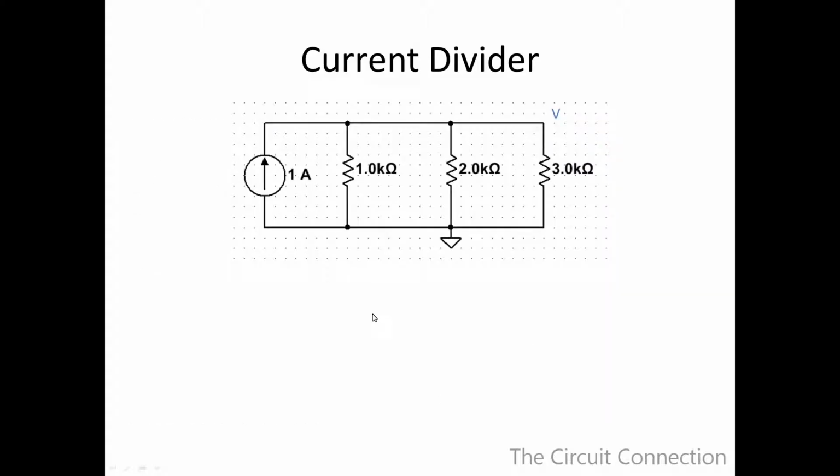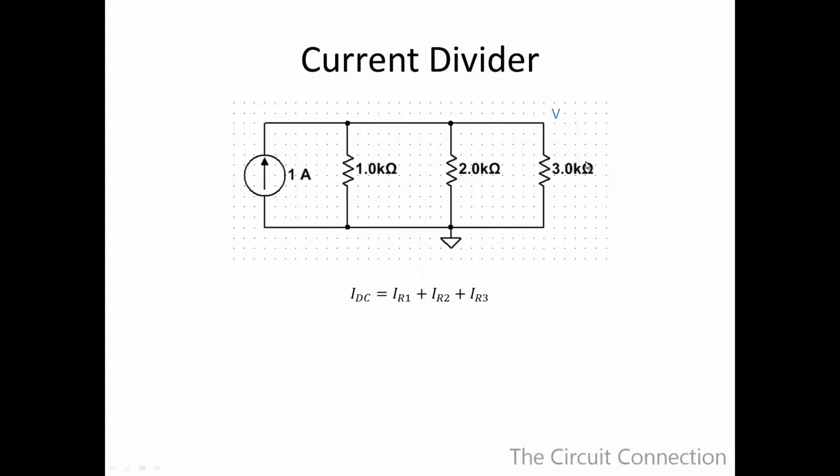Next, current divider. So I have 1 amp here, 1 kilo ohm, 2 kilo ohm, 3 kilo ohm. These are all in parallel, and this is a node up here, V, which is a voltage that's common to all of these resistors because it is in parallel. So for starters, because of Kirchhoff's current law, IDC has to be the summary of IR1, IR2, and IR3. So all of those are summed.